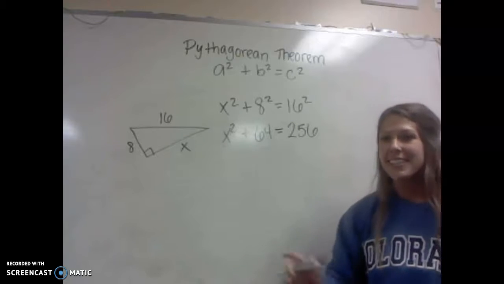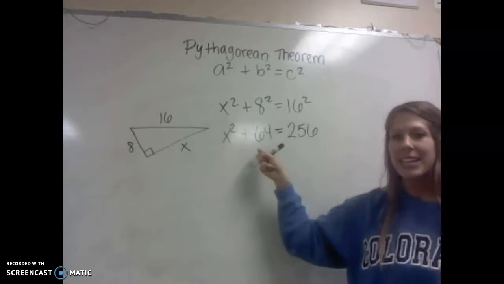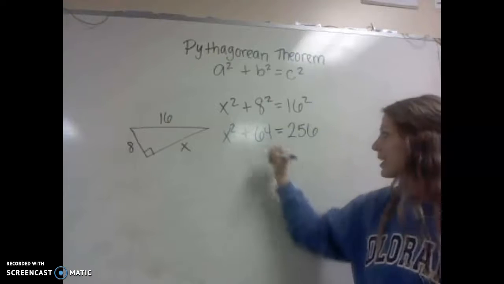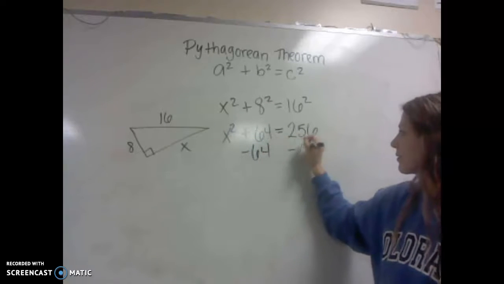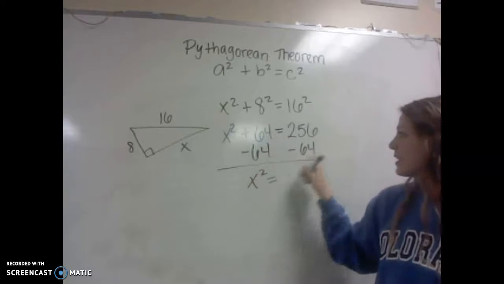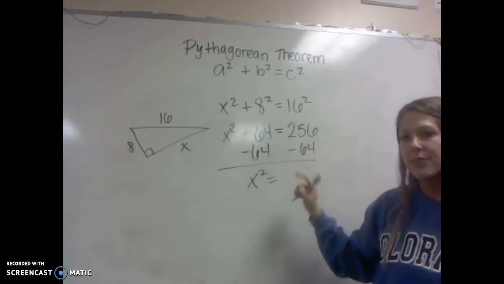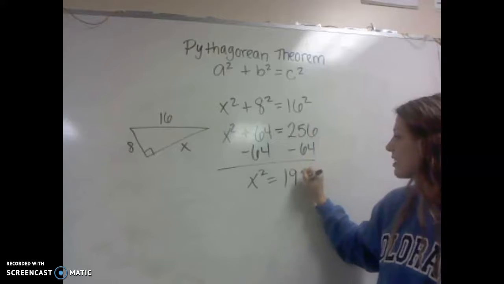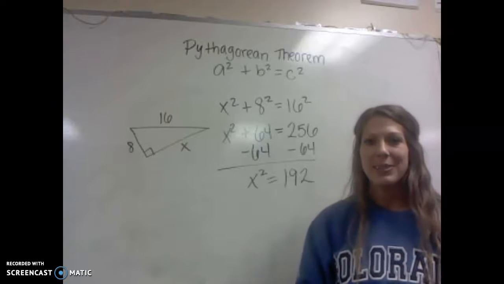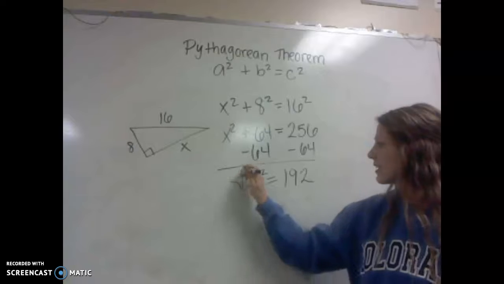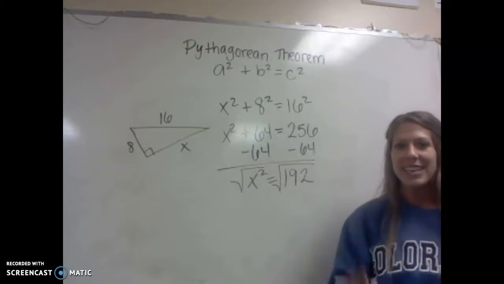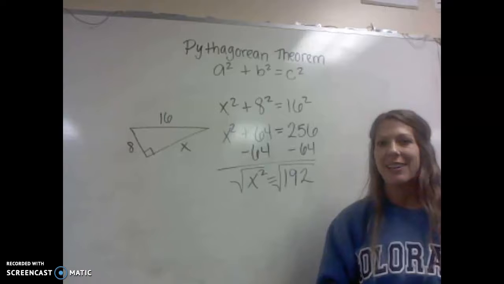Alright, in this case, to get the x by itself, we need to get rid of this plus 64. So we're going to subtract 64. So 256 minus 64 is 192. Last step, to get rid of the squared, we take the square root of both sides. And again, 192 is not a perfect square. It does not come out evenly.